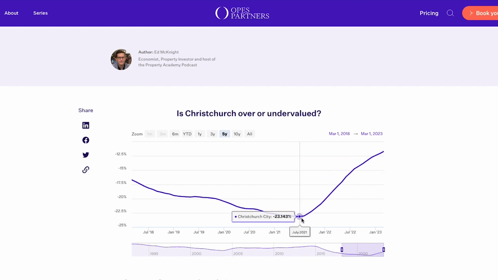What's interesting is that at its worst, it was undervalued by about 23%. Now, these numbers change month to month. I remember when we were reporting it maybe 12 months ago, it looked like about 26%. But because that average changes, that's why it goes up and down a wee bit. But right now, about 11% undervalued.